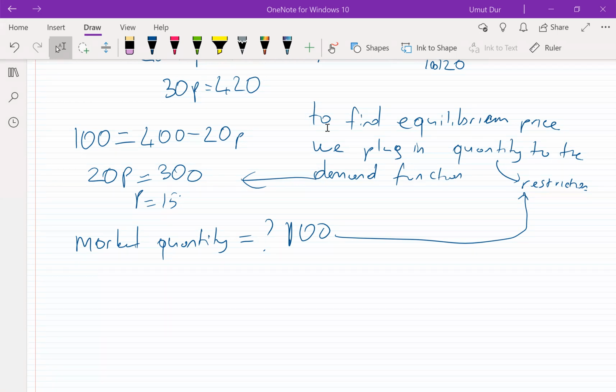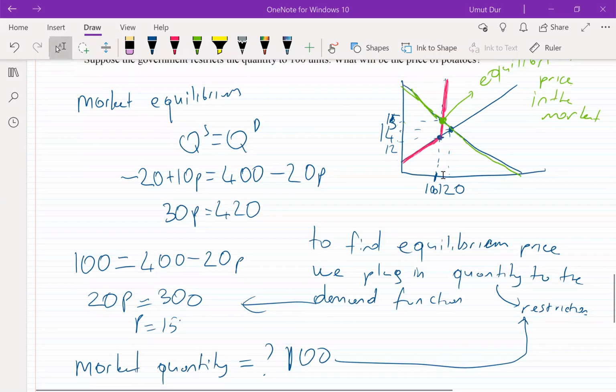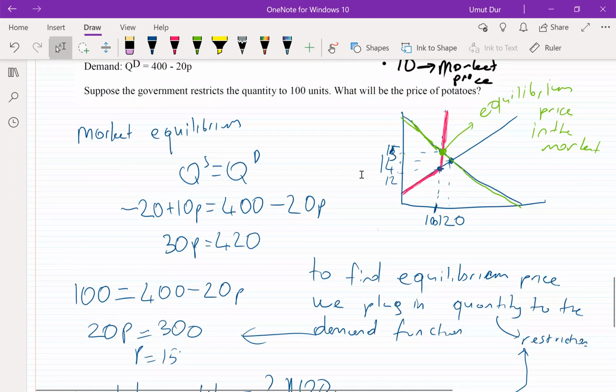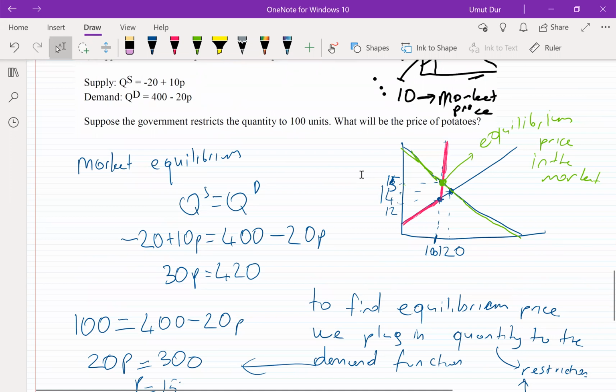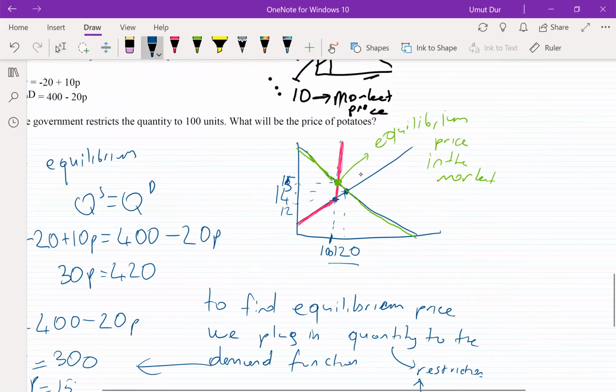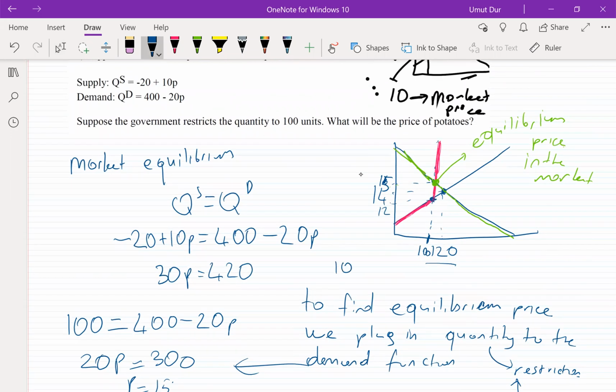There is one question here. It asks what if we put 100 into the supply? That means it will give us a lower price here. So let's do that. If we put 100 into the supply, 100 is equal to minus 20 plus 10p, then p will be equal to 12, which is a lower price.